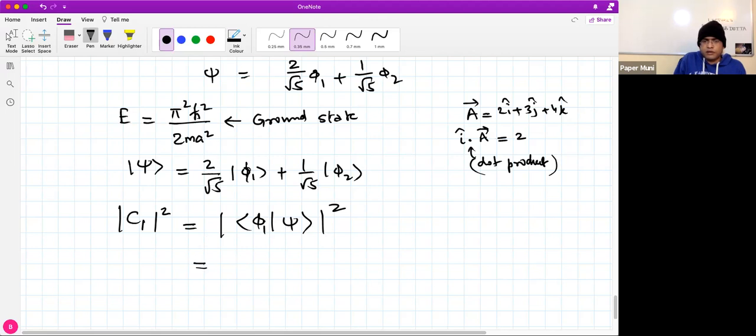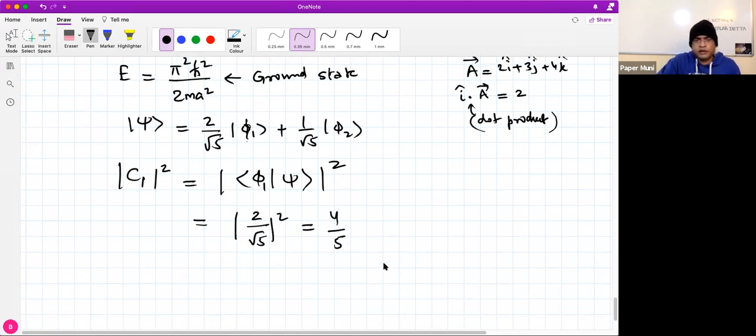All right, so what do you get here? Just do the calculation. If you do the inner product, this term will give you 1, this term will give you 0, so what you are left with is 2 by root 5 mod square, which is 4 by 5.